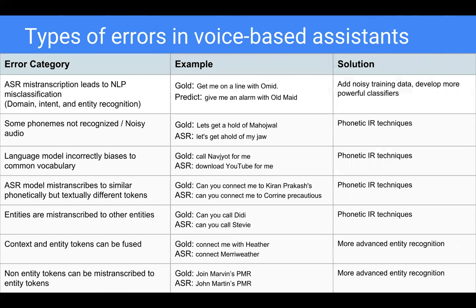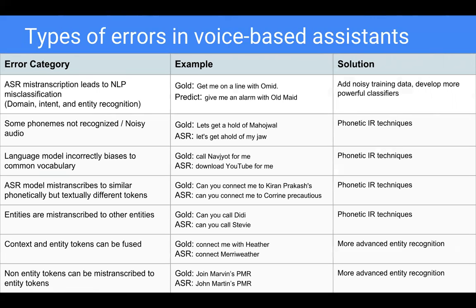So the types of errors that we have observed in voice-based assistants are as follows. ASR mistranscription leads to NLP misclassification. An example would be, I'm trying to say the query, get me on a line with Omid. Omid is the name of a person. The prediction of the ASR is, give me an alarm with Old Maid. And so when you run give me an alarm with Old Maid through an intent recognition classifier, you would get a completely different intent compared to what you actually wanted, which is call person intent.